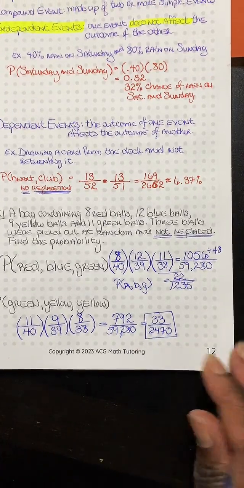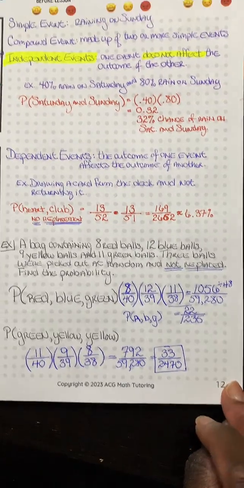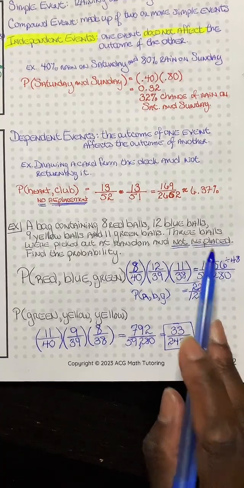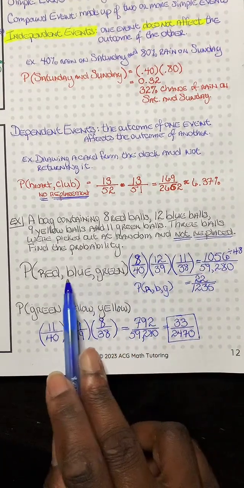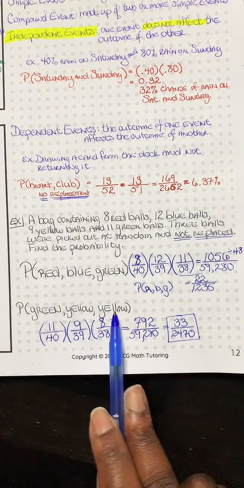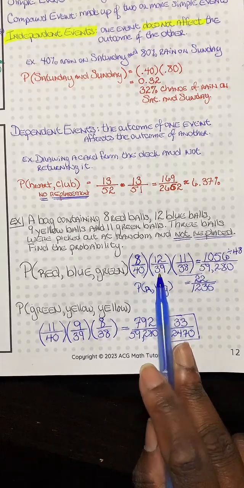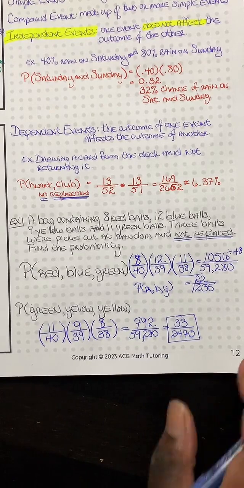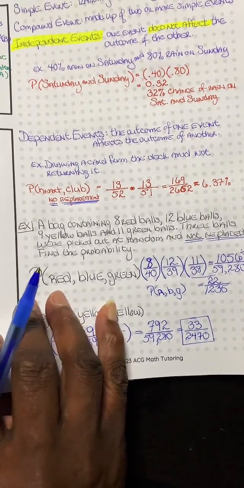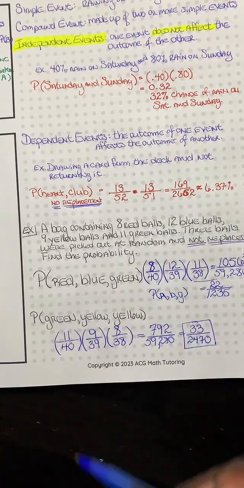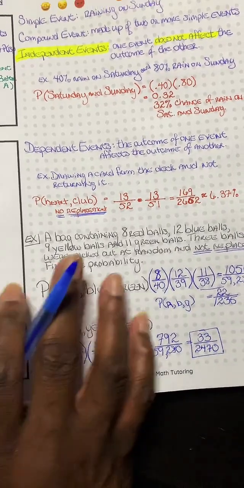So this is basically what we're doing. But anytime they say not replace, that's going to be huge. You have to make sure each and every time that you're doing a separate probability, you're descending, taking at least one of those away. All right. So dependent events: one event depends on the other. That's what these are. Independent events: one event does not affect the other.